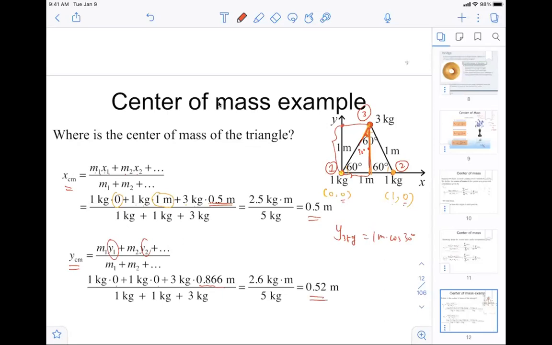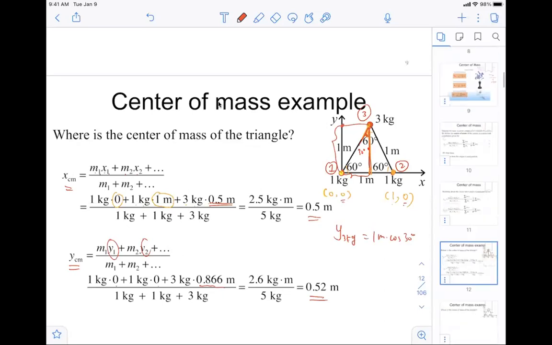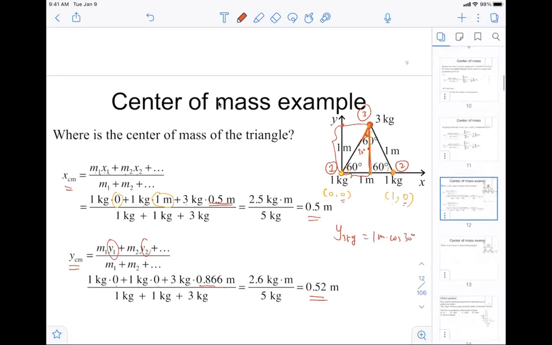So in terms of my y position, it is a little bit higher than my middle point, which makes sense because you have a heavier mass on the other side. Okay, so that's a quick example. How do you calculate the center of mass?